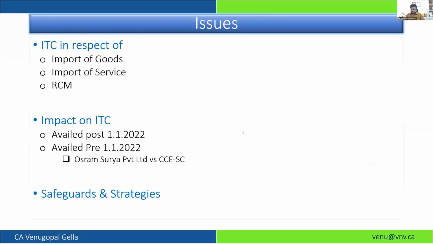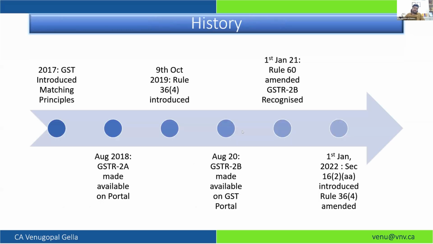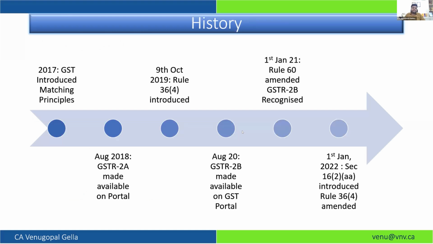Okay, so whether this provision is applicable to the ITC availed on import of goods, services, and RCM, the answer is no. Because if you see Section 16 subsection 2 clause A, it refers only to the invoice or the debit note, but not the bill of entry. We will avail the ITC on import of goods and import of services based on the bill of entry and self invoice, but not based on the invoice or the debit note. Therefore, the provision has no impact on the ITC availed on import of goods, import of services and the RCM.